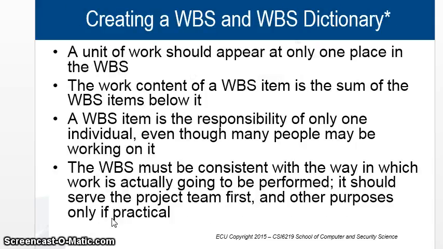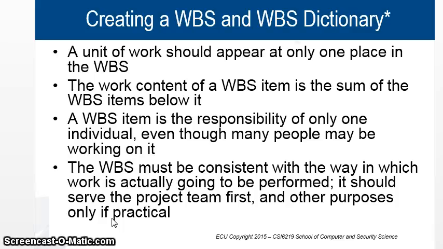Moving on. Any unit of work should appear at only one place in the work breakdown structure. So, yeah, we're not doing it several different times. What I think it means is that the same thing should not repeat. Anyway, the work content of a work breakdown item is the sum of the work breakdown items below it. For example, if I look at the content of the concept item, it is basically what is under planning concept. There are 7 points, so the work content of that planning is 7 points.